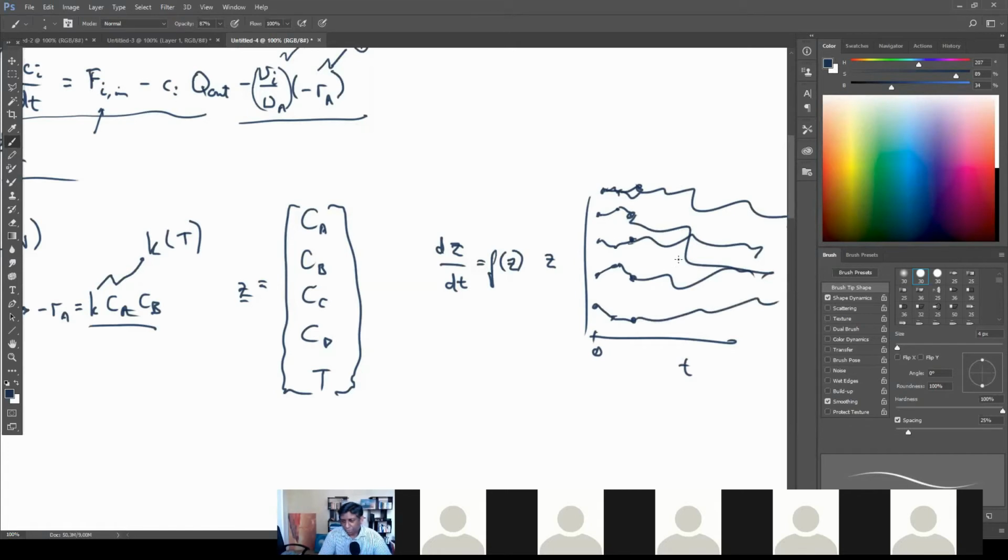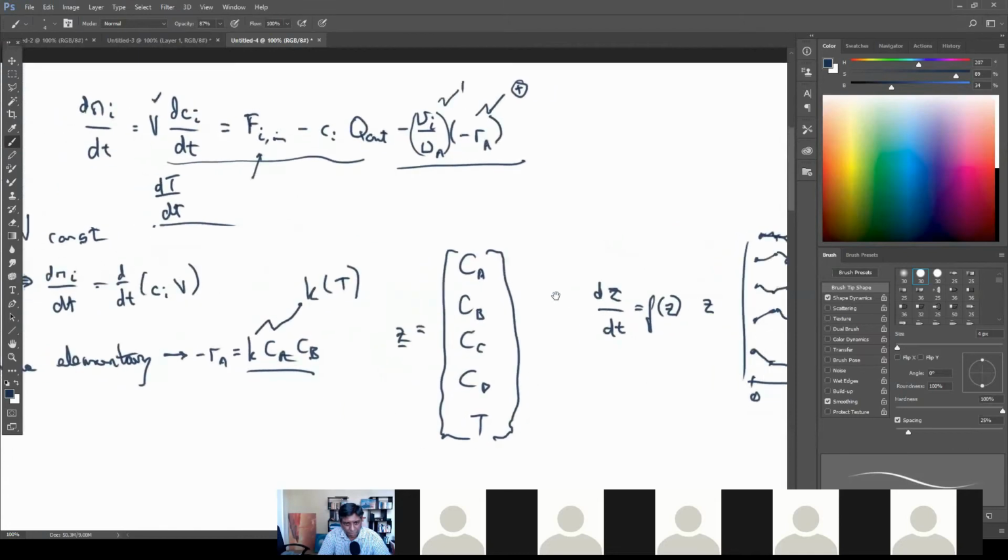So that's what we are looking for. We are trying to develop our balances so that we can solve our material and energy balances and get how concentration and temperature change with time.